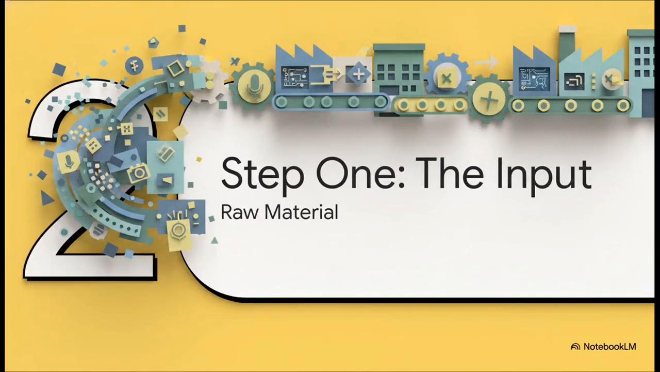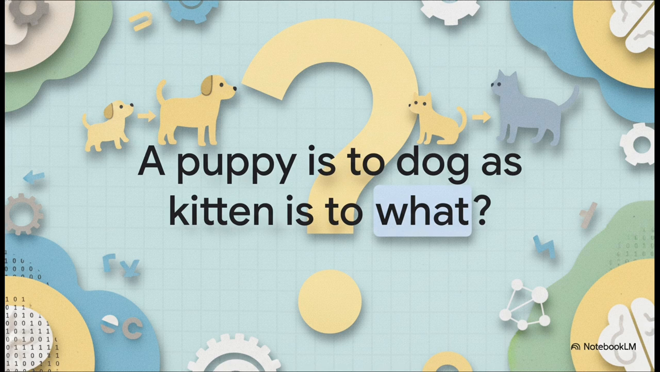Section 2. Step 1. The input. All right, here is our raw material. A puppy is to dog as kitten is to... Now think about how you instantly solve this puzzle in your head. Your brain just effortlessly recognizes the relationship and fills in the blank, right? Well, today, we're going to see exactly how a machine solves this exact same puzzle, completely mechanically, step by step.